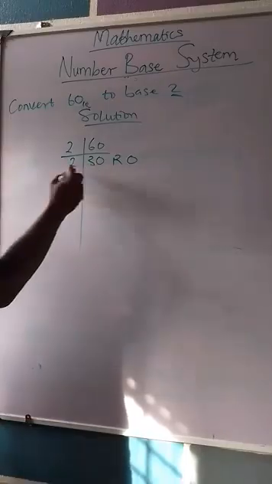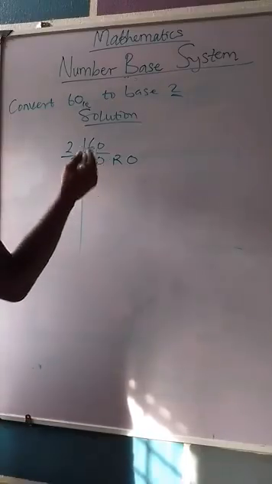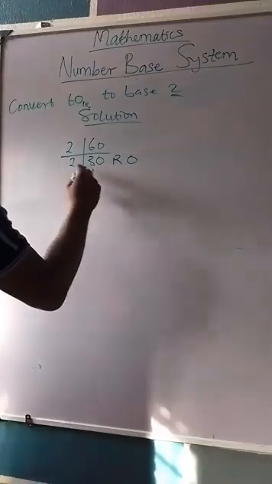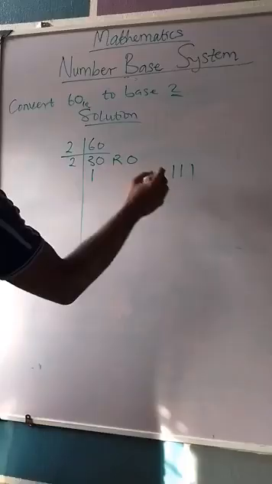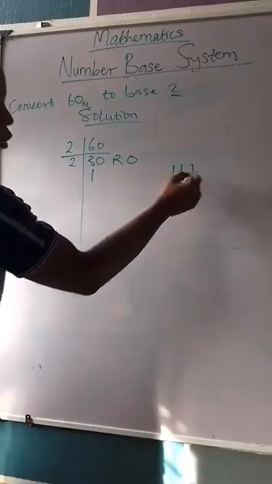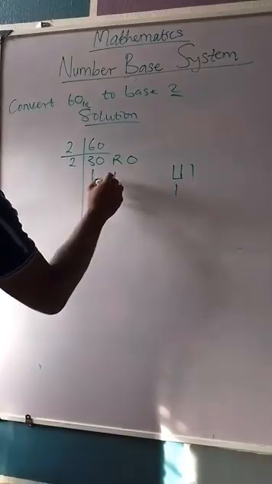2 goes into 30. 2 goes into 3 is what? 1. What is remaining? 1. Look at, you have 30. 2 goes into 3. Sorry, 1, 2, 3. 2 goes into 3 is what? Look at, 2 goes here is 1. What is left? Is 1. So remember what? 1.